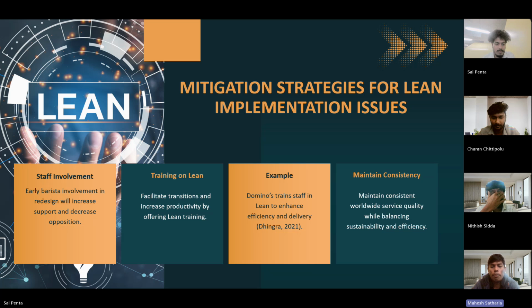For example, Domino's Pizza trains its staff on lean principles to reduce waste, speed up order preparation, and maintain delivery efficiency throughout its global network of restaurants, with flexibility at the store level, sustained creativity and communication involvement. Now, finally, operational efficiency with sustainability and innovative performance can be balanced across the regions while maintaining a consistent level of service quality. Now we can move to the next slide.